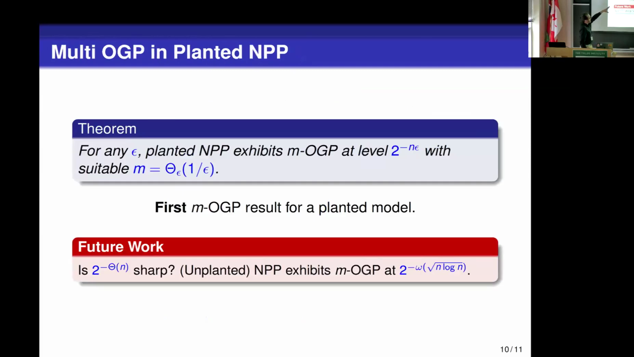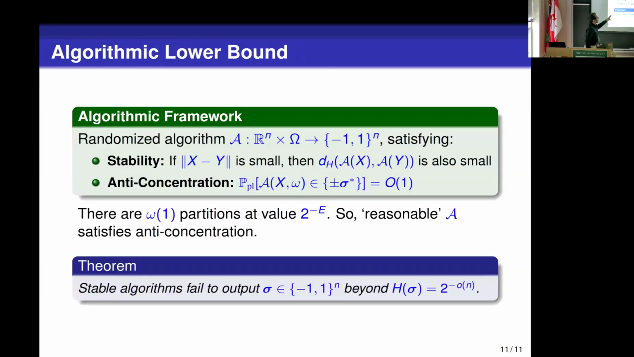So this is a result which I suspect is not tight, but one can show the multi-OGP for linear energy levels where m scales as 1 over epsilon as a function of epsilon. And so for the unplanted case, in the prior work by David and myself, we could show that this unplanted variant exhibits multi-OGP at 2 to the minus root n. Here, because the model is planted, there are a few technical hurdles which we didn't overcome in this model, but it could certainly be interesting to push it there, and I think it's probably the case that that's the threshold for this.